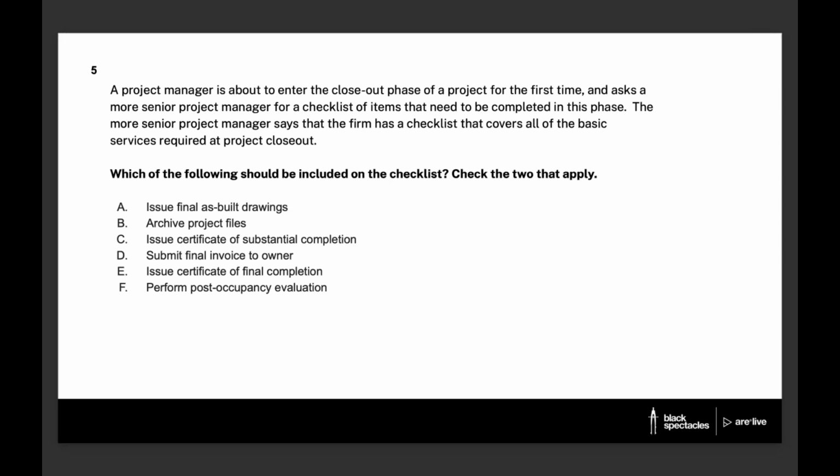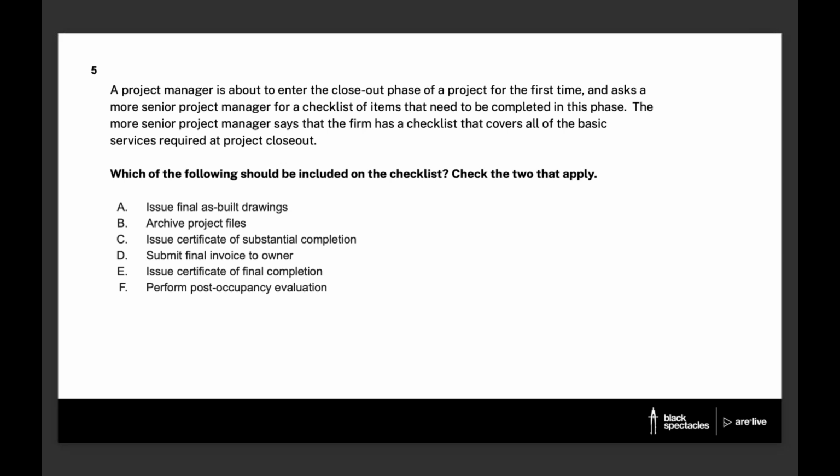A, issue final as-built drawings. B, archive project files. C, issue certificate of substantial completion. D, submit final invoice to the owner. E, issue certificate of final completion. And F, perform a post-occupancy evaluation. So we're talking about the closeout phase at the very end of a project. And another key term here is basic services. We just want things that are included in our basic services.